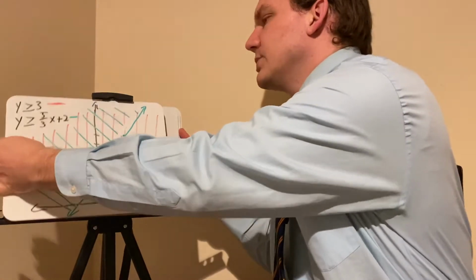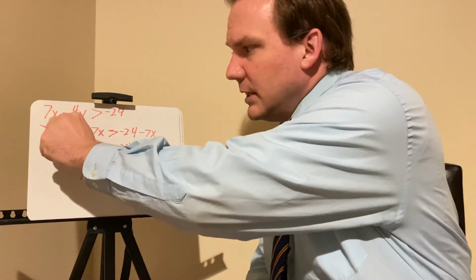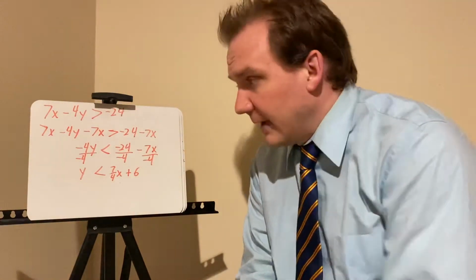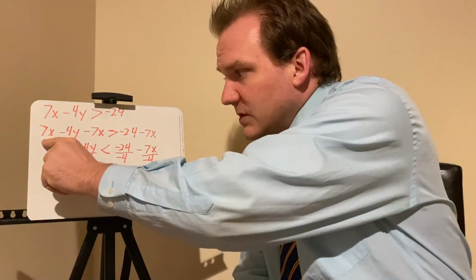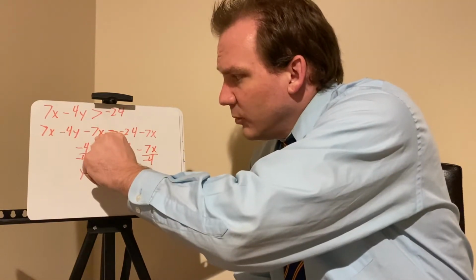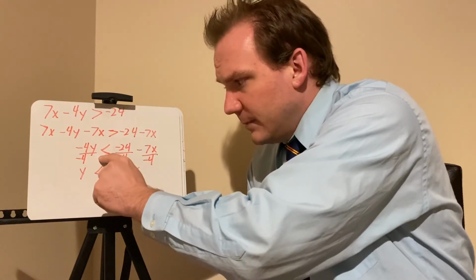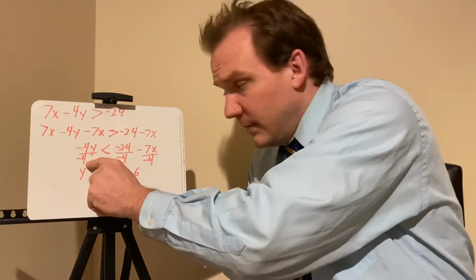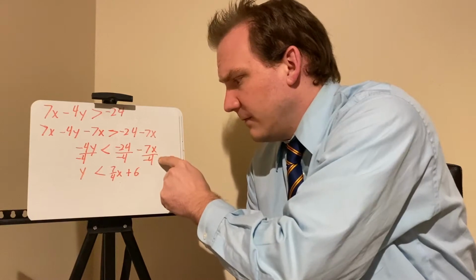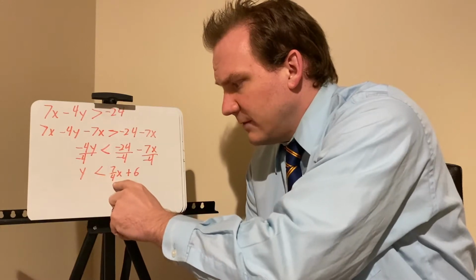Now, sometimes you're going to be faced with inequalities that aren't as nice. For example, you might have the inequality 7x minus 4y is greater than negative 24. This is the trickiest type you're going to have to deal with. What I did is get it into slope-intercept form. I subtracted 7x from both sides and ended up with negative 4y, and then divided by negative 4. So I had to flip my inequality symbol, because I divided by a negative. Negative 24 divided by negative 4, and minus 7x divided by negative 4. When I simplify this out, I have y is less than 7/4 x plus 6.